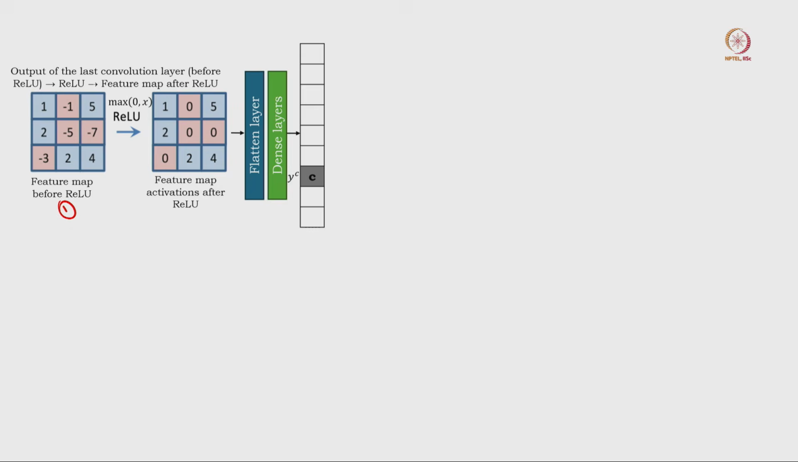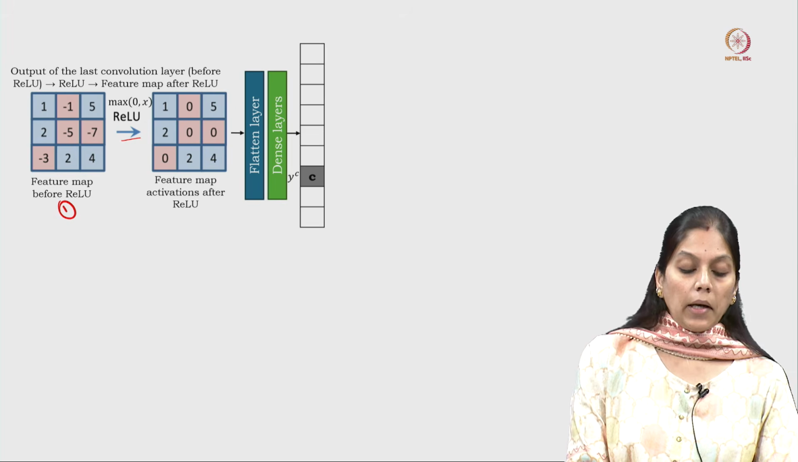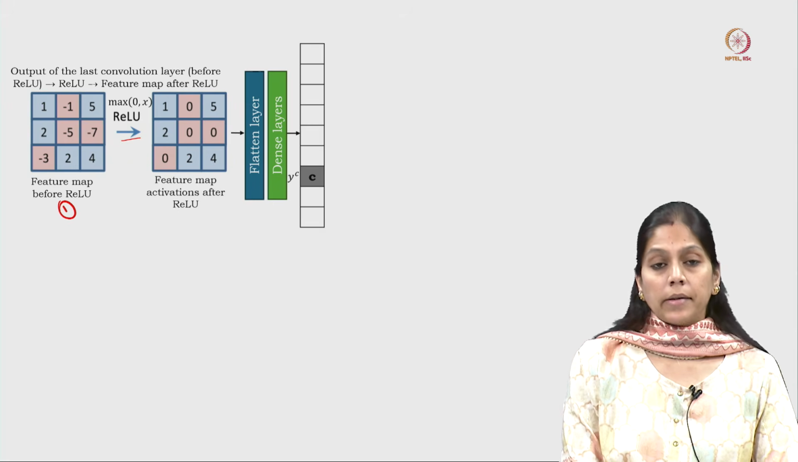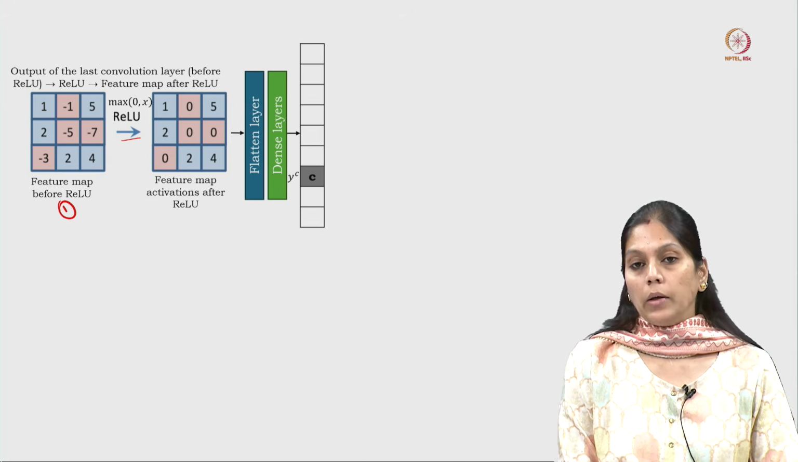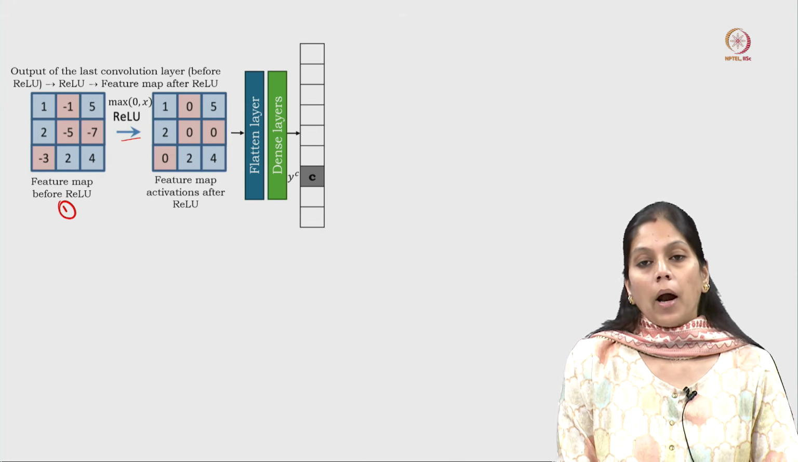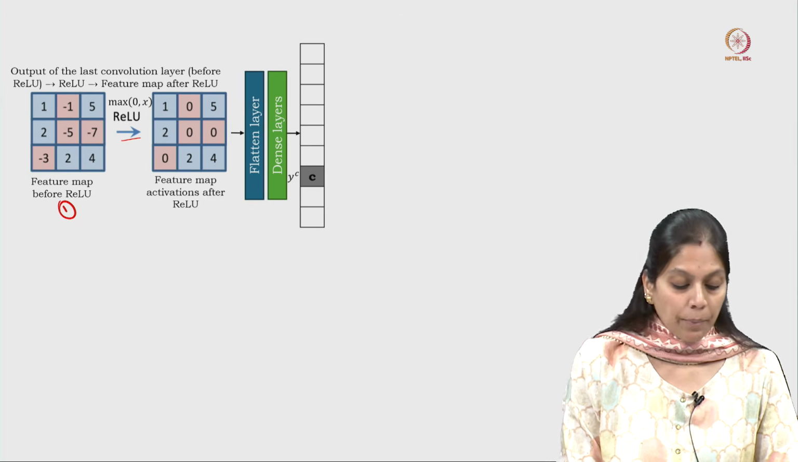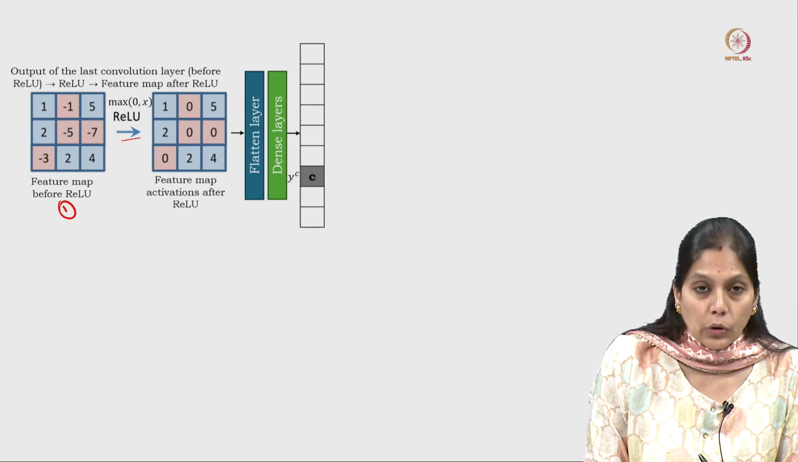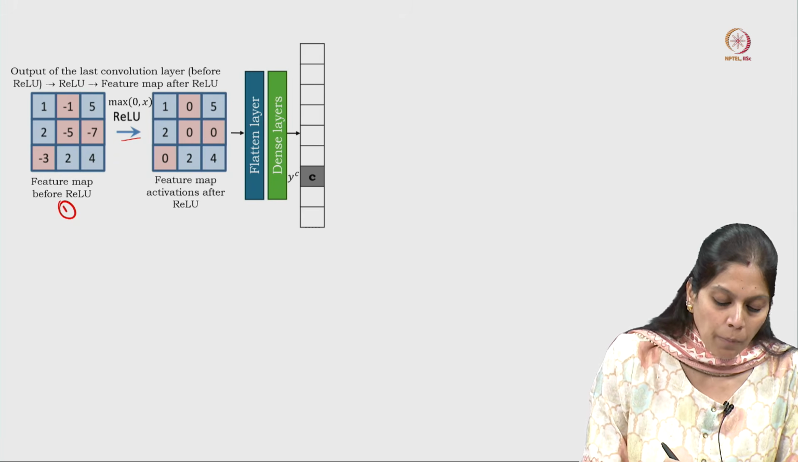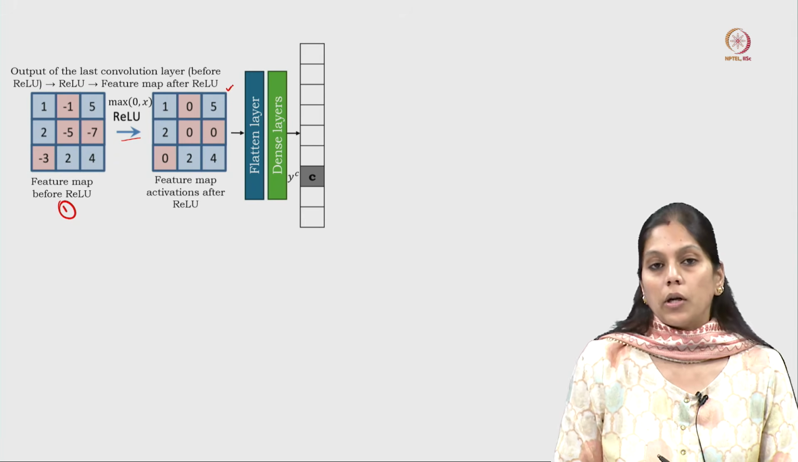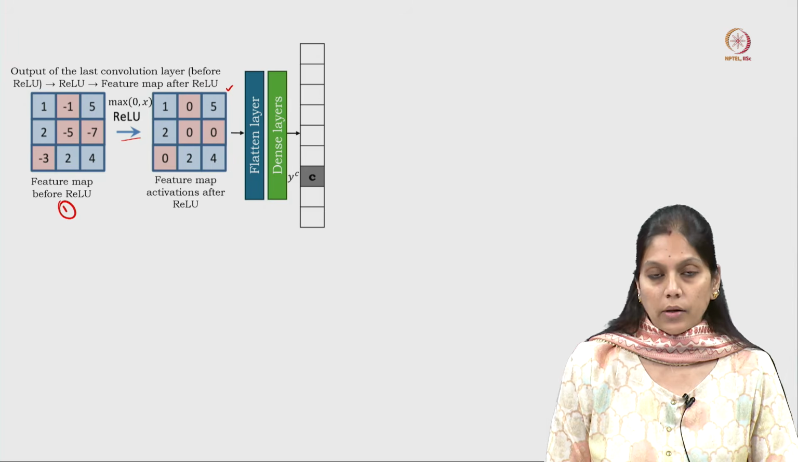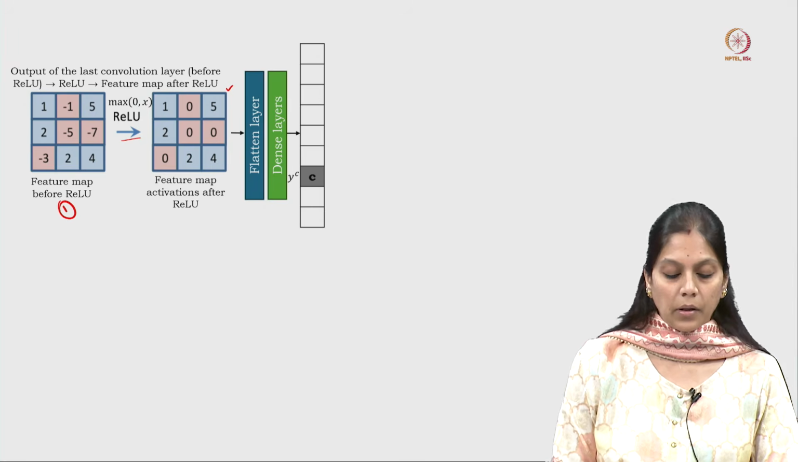When this feature map is applied to ReLU, what is the role of ReLU? ReLU is max of 0, x, where all the negative values are turned to 0 and positive values are retained. So, when this is passed to ReLU, we obtain this feature map. We know this from our week 3 contents.